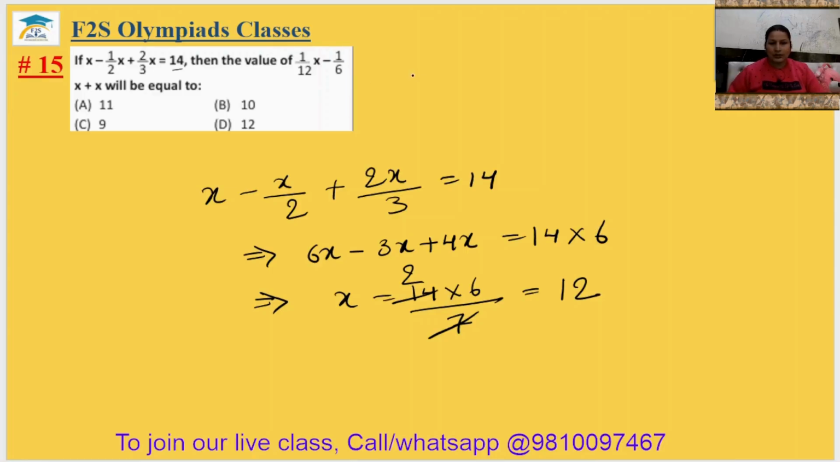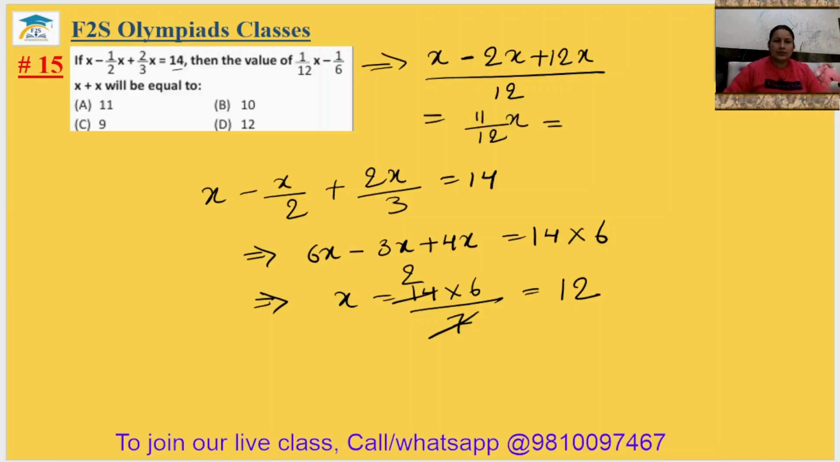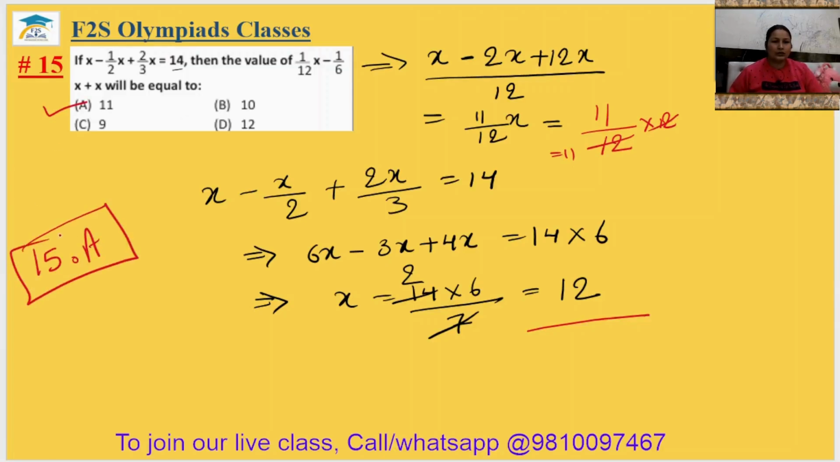So here it will be, this implies x minus 2x plus 12x upon 12 will be equal to 11 by 12 x. This is equal to, x we have already found as 12. So 11 upon 12 multiplied by 12, 12 and 12 cancel, equal to 11. The answer should be option A. So the 15th answer is option A.